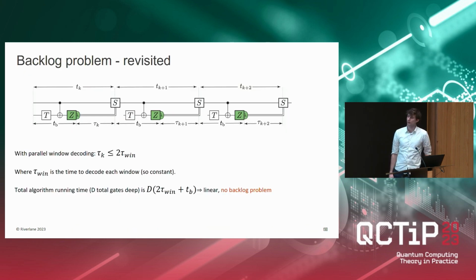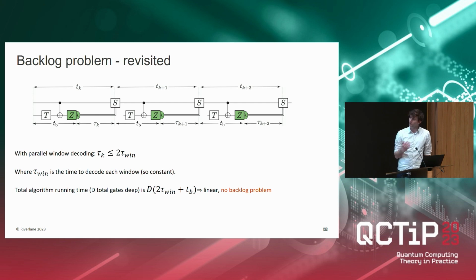Now, going back to the backlog problem, we still have some lag. We need to wait for the decoder. But now that lag can be limited to 2 times the size it takes us to decode each window, because we can decode the whole problem, so the whole set of syndrome data before this measurement, in the 2 rounds that we had, in 2 layers of decoding.